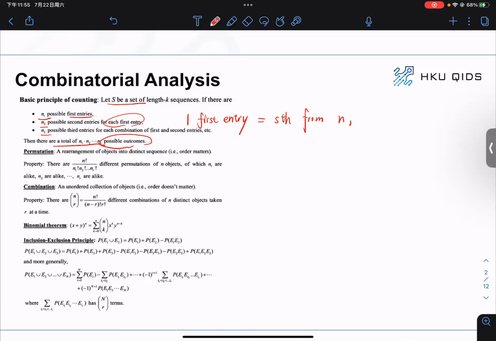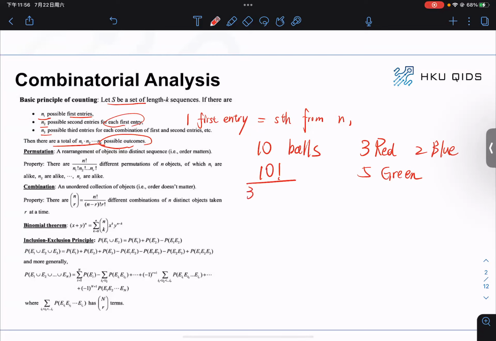There are mainly two kinds of combinatorial counting that we need to analyze. The first one is permutation. It's a rearrangement of objects into distinct sequences. If we have 10 balls, with 3 red, 2 blue, and 5 green, how many ways of permutation are there? There are 10 factorial divided by 3 factorial, 2 factorial, and 5 factorial. What makes it different is that the order matters. But for combinations, the order doesn't matter.